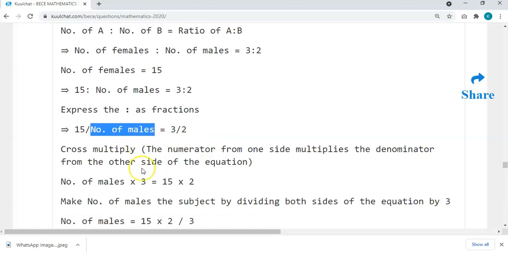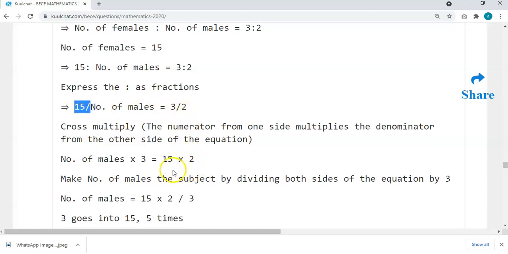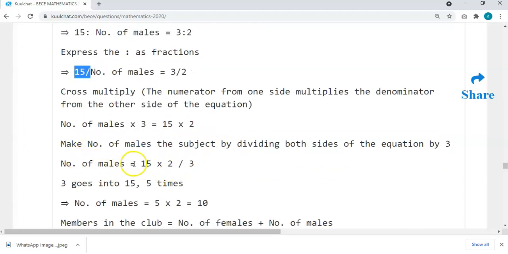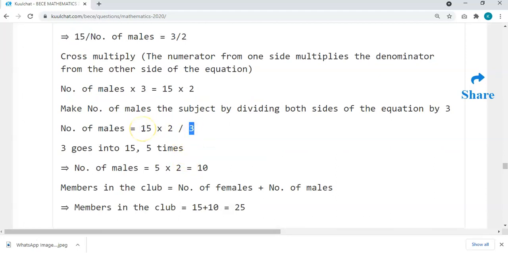So you end up getting number of males times 3 is equal to 15 times 2. So number of males is equal to 15 times 2. This is multiplying, so it will come and divide. And 3 goes into 15 5 times. So you get 5 over here. So 5 times 2 gives you 10. So number of males is equal to 10.